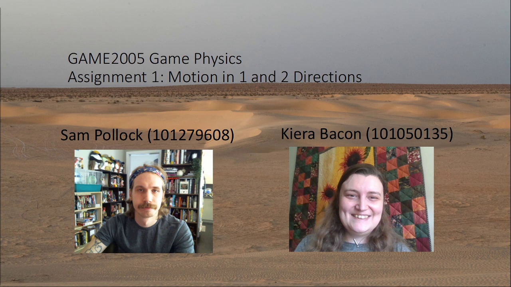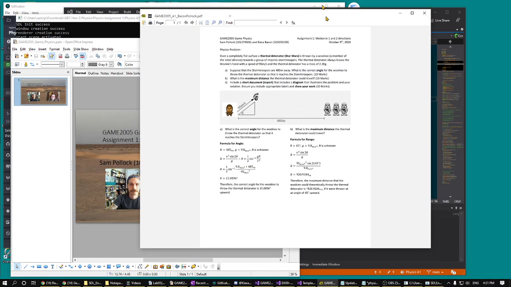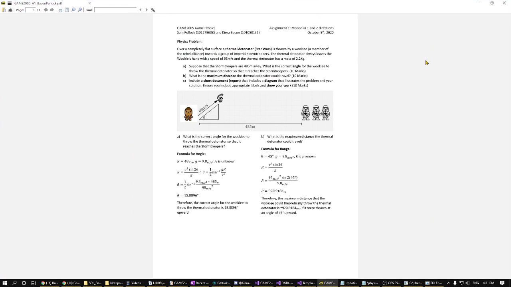With the game 2005 Assignment 1, Motion in 1 and 2 Directions. This project is to create a physics simulation of a thermal detonator being thrown by a Wookiee to a stormtrooper. Can you hit the evil Chibi Imperial?